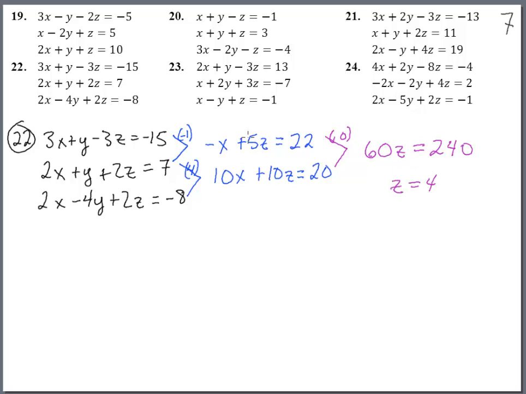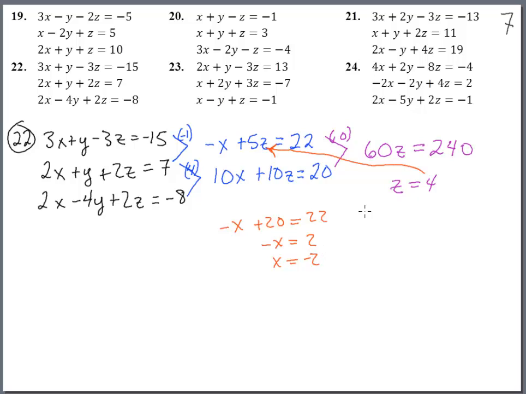Should note that if you chose to get rid of the z's by timesing this by a -2, we would have gotten the x first. No matter there. So now let's start plugging back in. We stick the 4 in, up here. So we get -x plus 20 equals 22. -x equals 2. So x is -2.